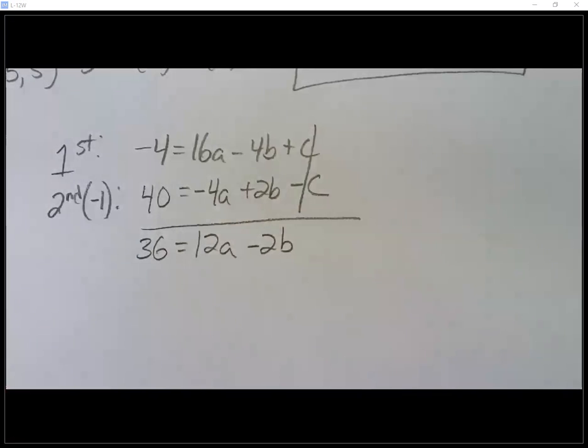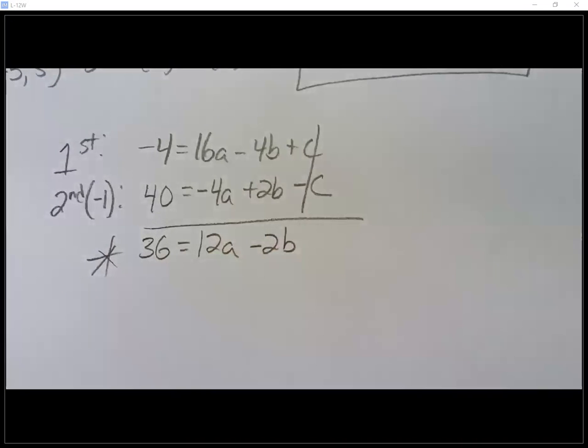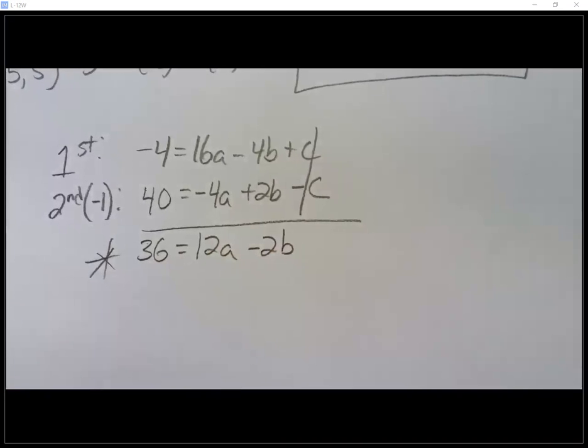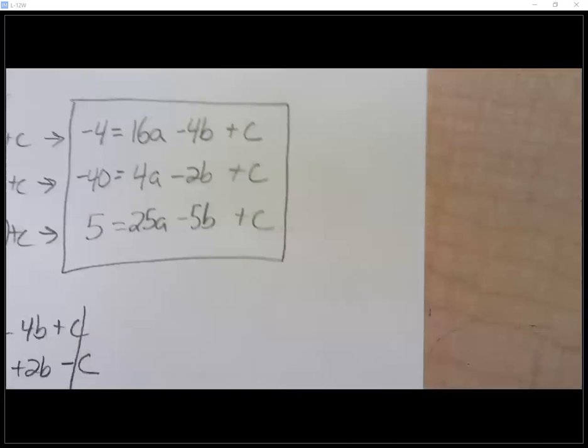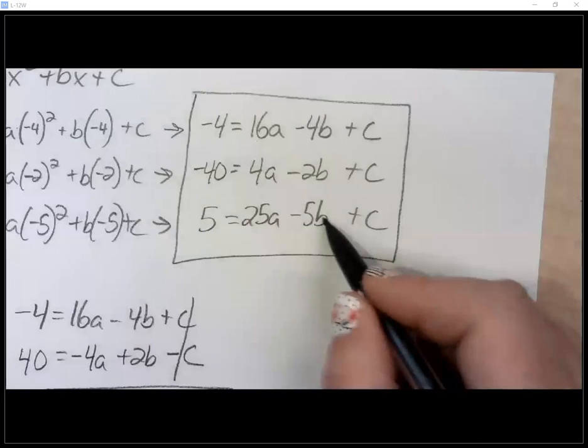I star this equation once I get it, because I need to leave it alone for a minute and then come back to it. So I just don't want to get lost. Now that I've done it one time, I basically just have to do that same thing another time. But I have to use the one equation that I haven't used yet. So that means I'm going to have to use my third equation.